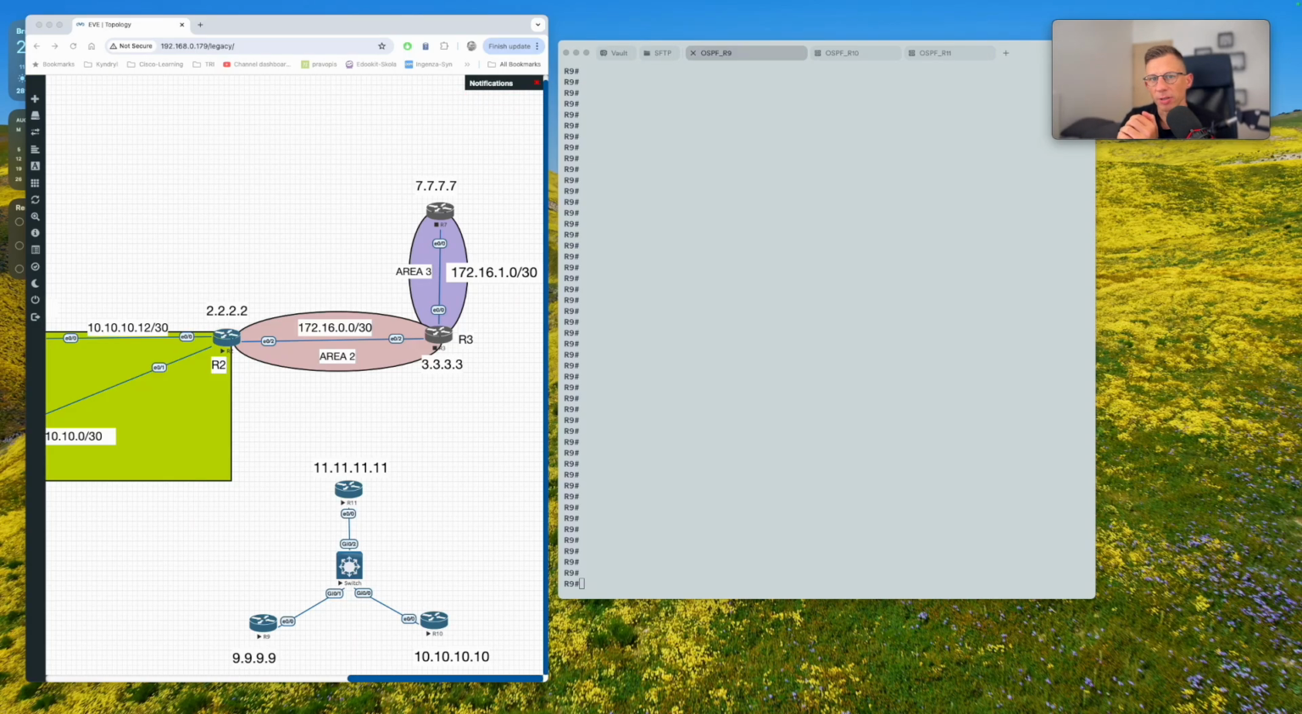Let's talk today about the designated router and backup designated router election process in OSPF on Cisco routers. As you can see in my little lab here, I have 3 routers which are already configured with OSPF.